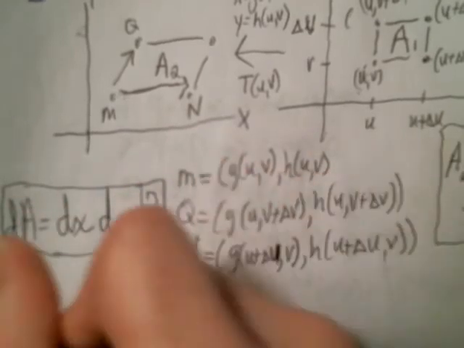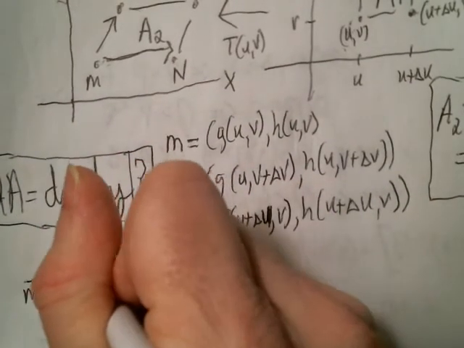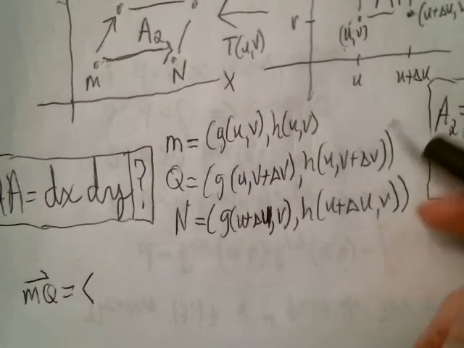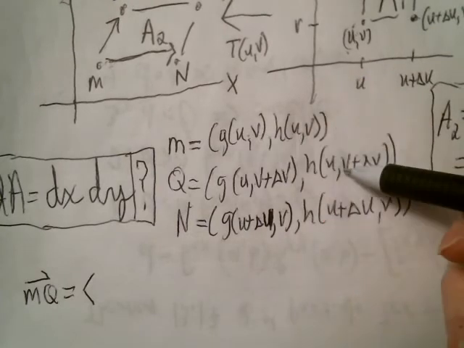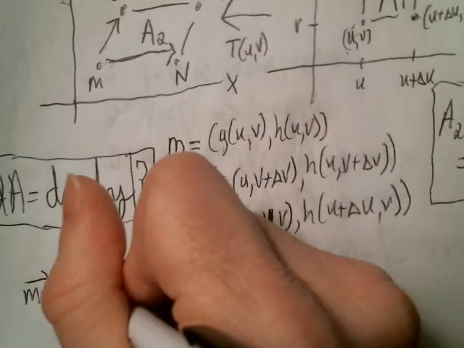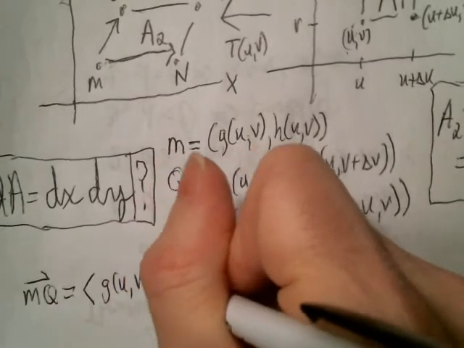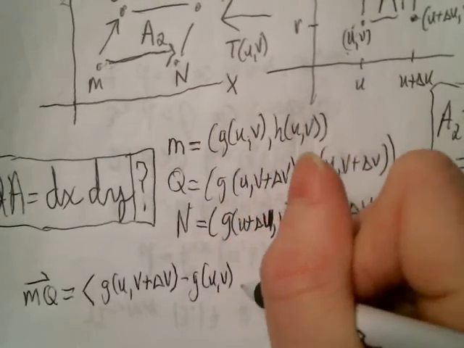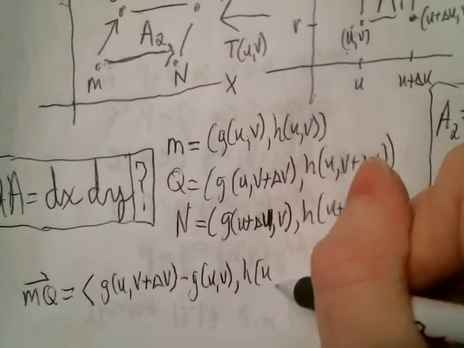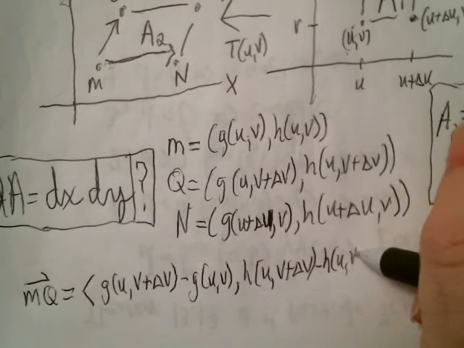So let's look at what MQ is, and there's going to be a little bit of simplification we could do. So if you remember, how do I create a vector from points in the plane? You take differences, right? So MQ is going to be this minus this, comma, this minus this. Okay, so it's G of u comma v plus change in v, minus G of u comma v, comma H of u comma v plus change in v, minus H of u comma v, and then that's it.